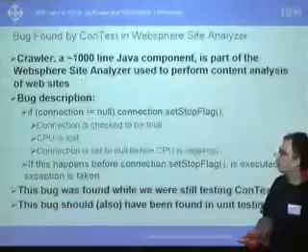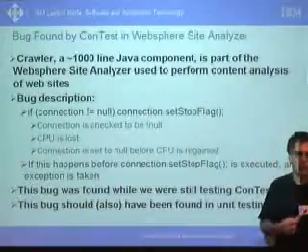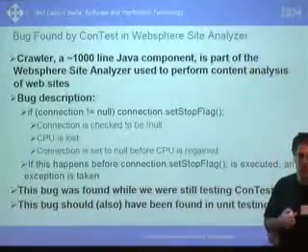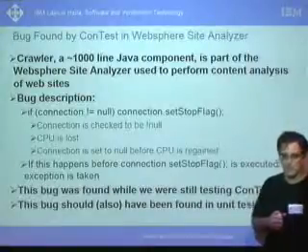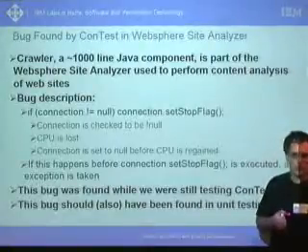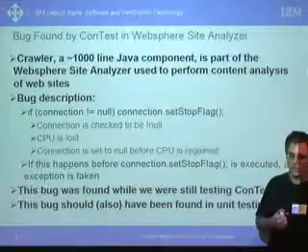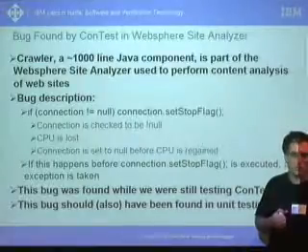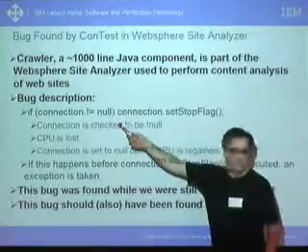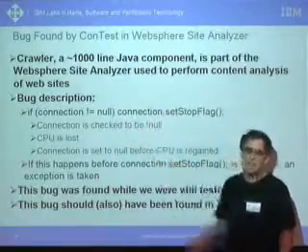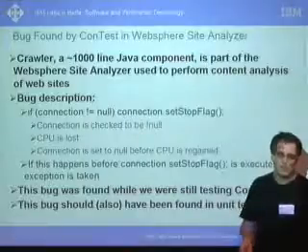It was written, if connection is not equal to null, then do this. And the reason is we don't want a null pointer exception. So what's the bug here? Well, it's a fairly obvious one. Okay, so you could have a thread switch here, and then you could get a null pointer exception. Okay, so this is one bug.